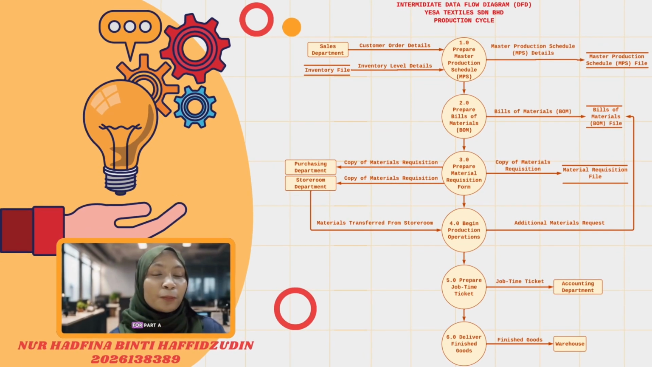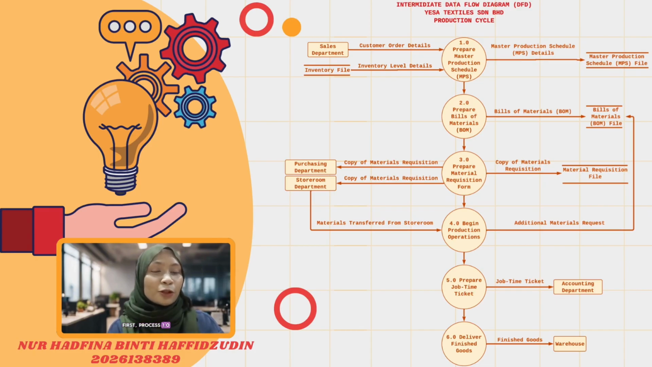Today, I will present part A, the data flow diagram for Yesa Textile Sdn Bhd. This diagram shows how material and information move through the company production cycle. It tracks everything from the initial customer order to the final stage where finished clothes are sent to the warehouse. Let's look at the 6 main steps in this process.